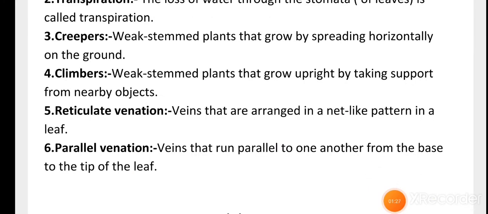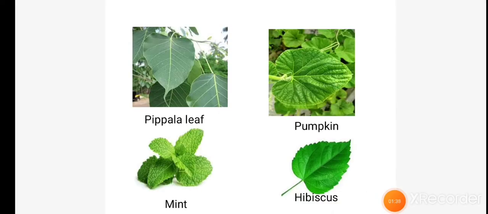Fifth, reticulate venation. Veins that are arranged in a net-like pattern in a leaf is known as reticulate venation. Some examples of leaf having reticulate venation are peepal leaf, pumpkin leaf, leaf of mint plant and hibiscus.